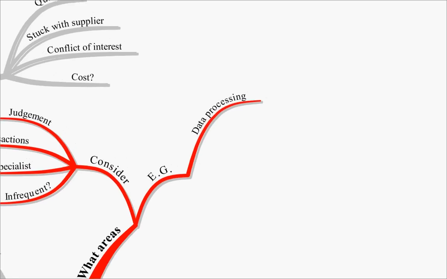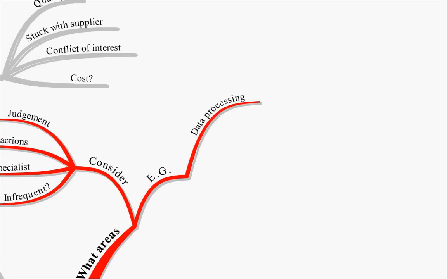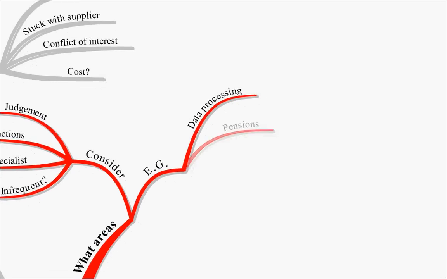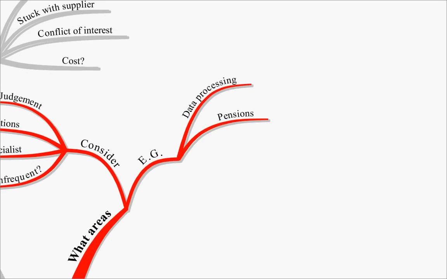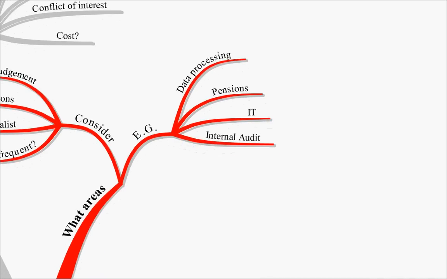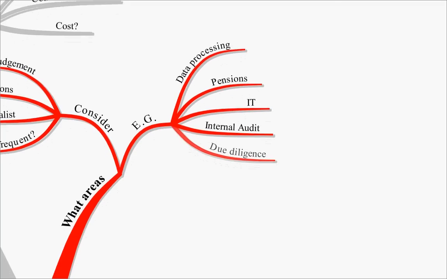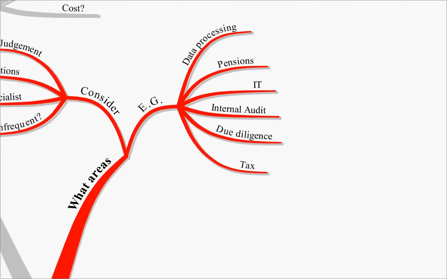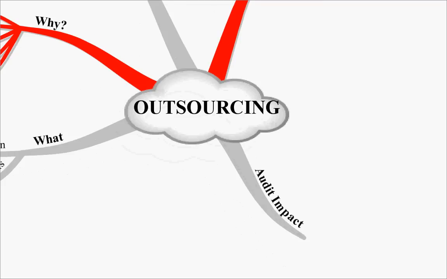So for example, areas that are likely to be outsourced: data processing, it's one of those transactional areas. Pensions, it's one of the expert areas. IT, again an expert area. Internal audit, again an expert area. Due diligence and tax, both expert areas that you're likely to outsource.